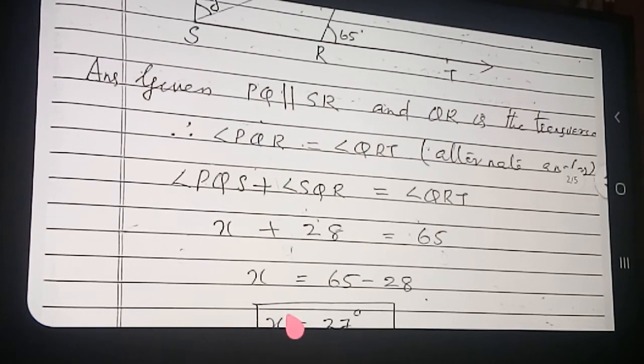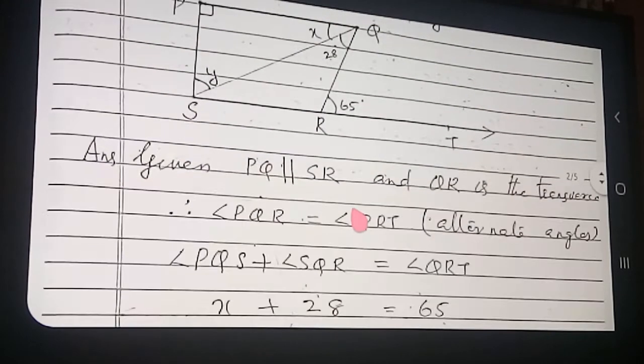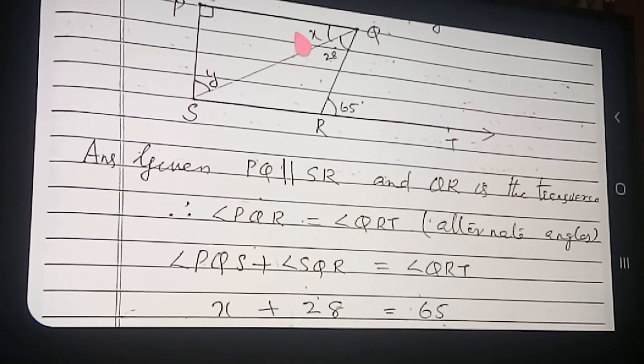Therefore, you will get the value of X. What's the value of X? 65 minus 28. 65 minus 28, how much are you getting? 37. So, you got the value of X. X is 37. See here. Clear? So, the value of X you got as 37.